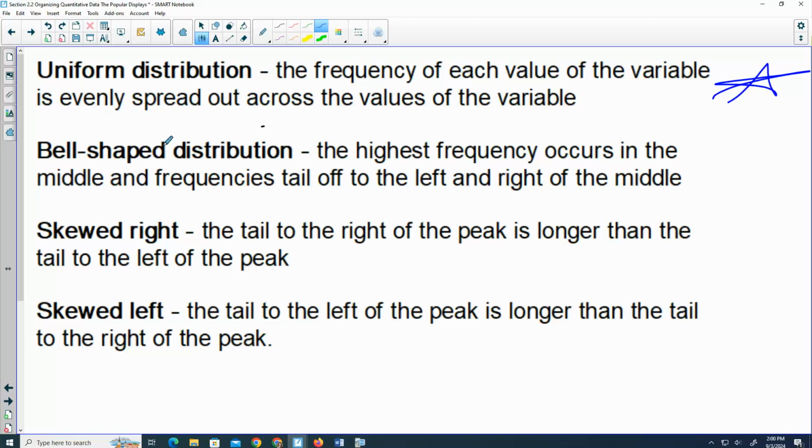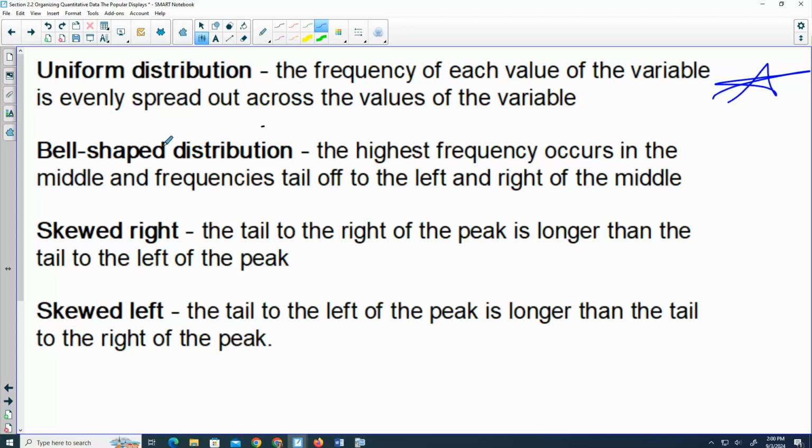You are going to hear me use these terms a lot. Uniform is basically just a flat line. Everything has the same chance, the same frequency. So it might be that I roll the dice 200 times and I got each number the same number of times. Okay, so uniform, everything's the same.